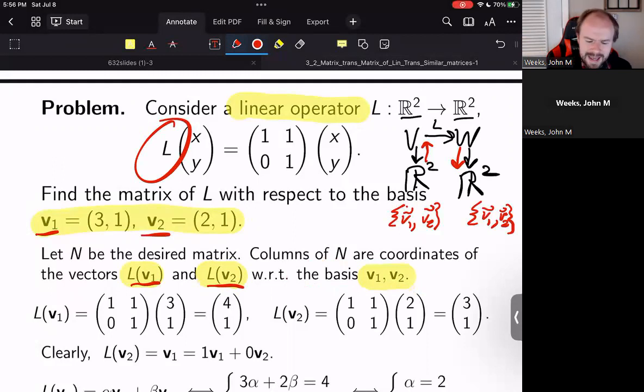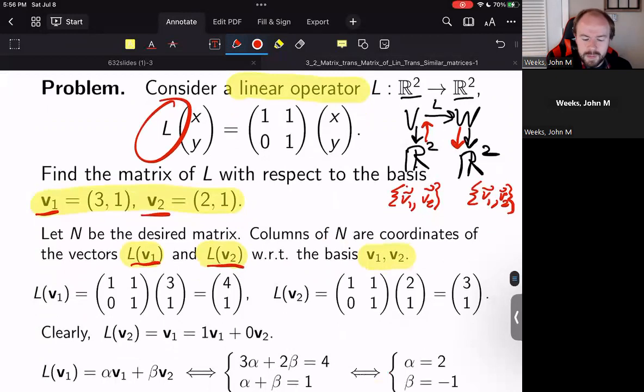Let's start by calculating LV1 and LV2. So V1 is 3, 1, so I can plug that in and see what that ends up being. I'm doing a 2 by 2 matrix multiplication times the vector 3, 1, and that gives me the vector 4, 1. Okay, 4, 1, I'm going to keep in mind. LV2, on the other hand, is going to give me 3, 1 once I multiply it through. Now I have 4, 1 and 3, 1 as what LV1 and LV2 are, respectively, but I do not yet have them in the basis V1 and V2.